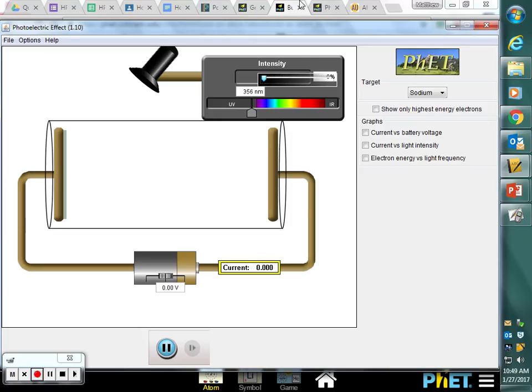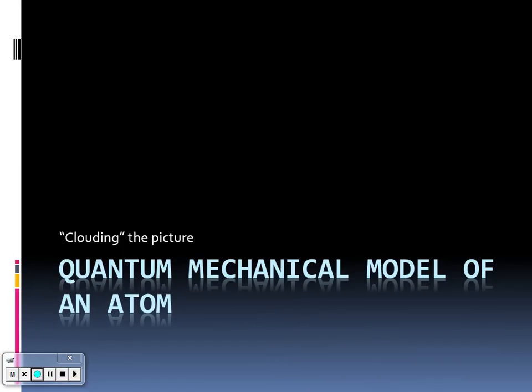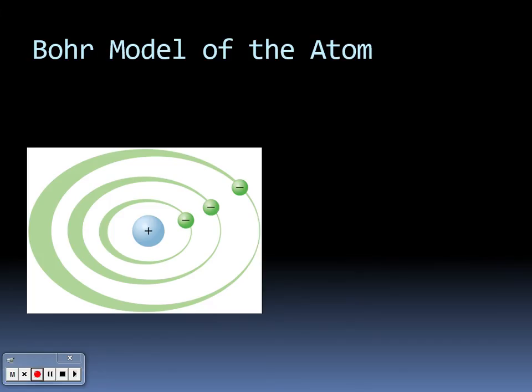Well, learning the nature of light teaches us about the nature of matter. And that gets us into the quantum mechanical model of the atom. We start off the quantum mechanical model of the atom with something called the Bohr model. Okay? So, in 1905, Rutherford tells us about the nucleus, doing the gold foil experiment.